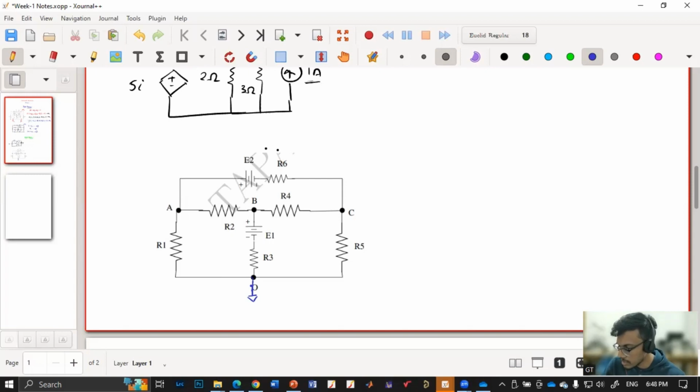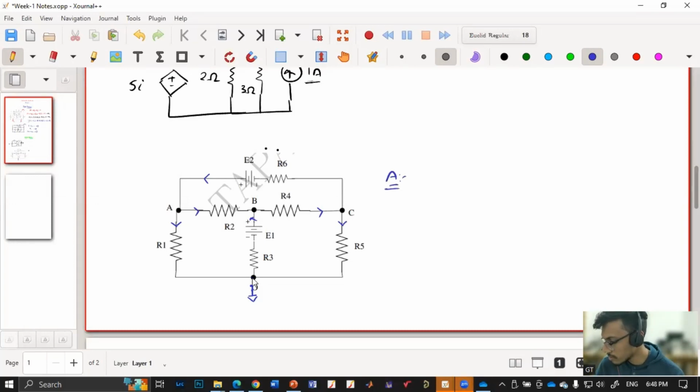Say the current direction is here like this, like this. You are free to choose because at the end you might be getting a negative value of current, which means you have taken the opposite direction. But you are free to choose any direction. So first, I'm assuming current direction. So now I have assumed current direction. So now I'll apply Kirchhoff's current law at node A.